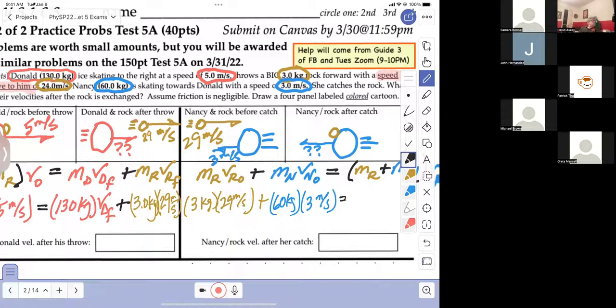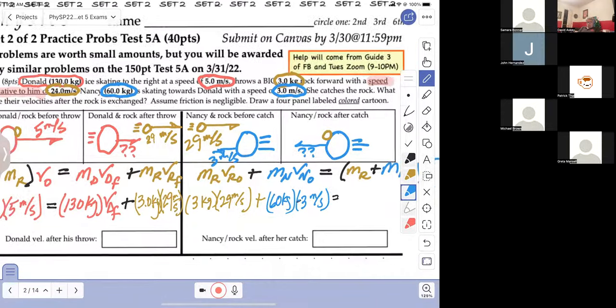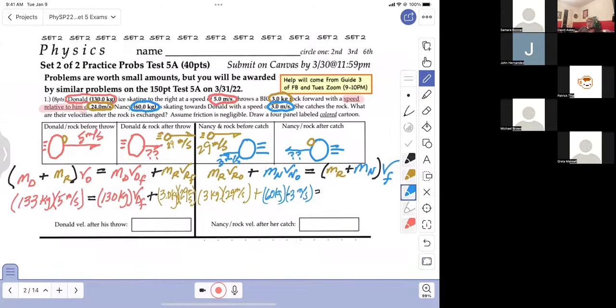Hoyce says, do you add 24 with 5? Yes. That's where you got the 29. Thank you for that question. But what mistake did I just make? -3. Yes, because it has to be relative to the ground and she's going to the left. And so normally you make to the left negative. So that's a -3. Okay. And then you can do the rest. All right. All the number crunching.